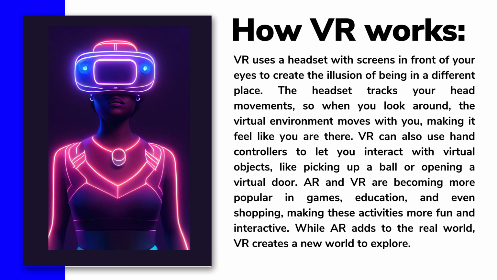How VR works. VR uses a headset with screens in front of your eyes to create the illusion of being in a different place. The headset tracks your head movements, so when you look around, the virtual environment moves with you, making it feel like you are there. VR can also use hand controllers to let you interact with virtual objects, like picking up a ball or opening a virtual door. AR and VR are becoming more popular in games, education, and even shopping, making these activities more fun and interactive. While AR adds to the real world, VR creates a new world to explore.